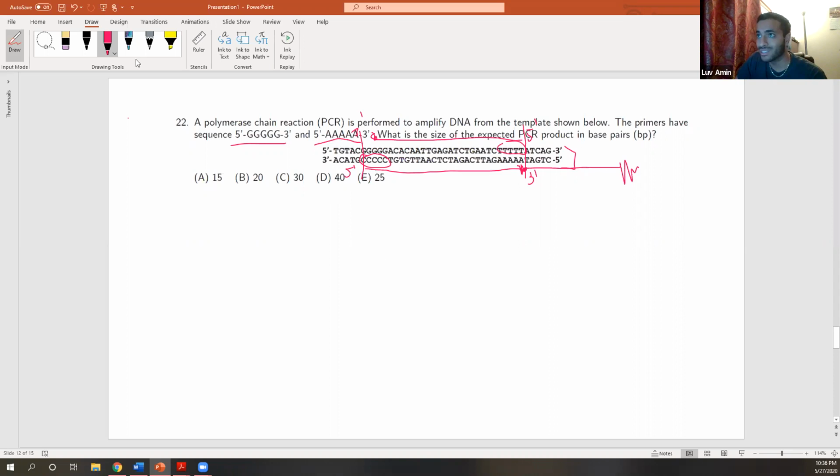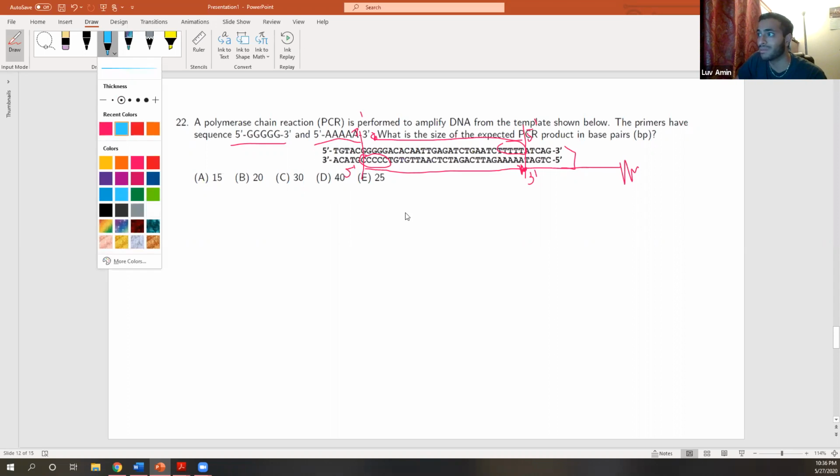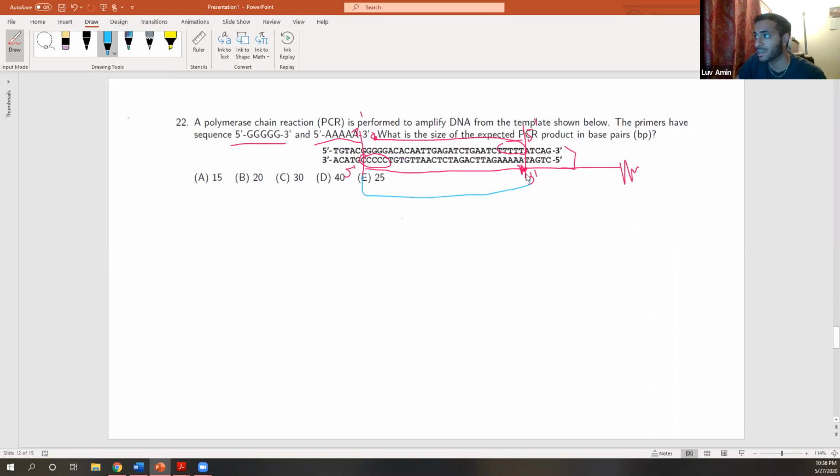So you essentially can figure out by these two primers that this region right here is what you're trying to amplify. Because this one will go this way, and the top one will go this way, and you'll essentially keep doing that until you get exactly that sequence over and over again. I know it's a little confusing, but that's just how it works. You need a forward primer and a reverse primer, so you can stop and meet in the middle and get the section you want. But our question is asking, what is the size of the expected PCR product in base pairs?